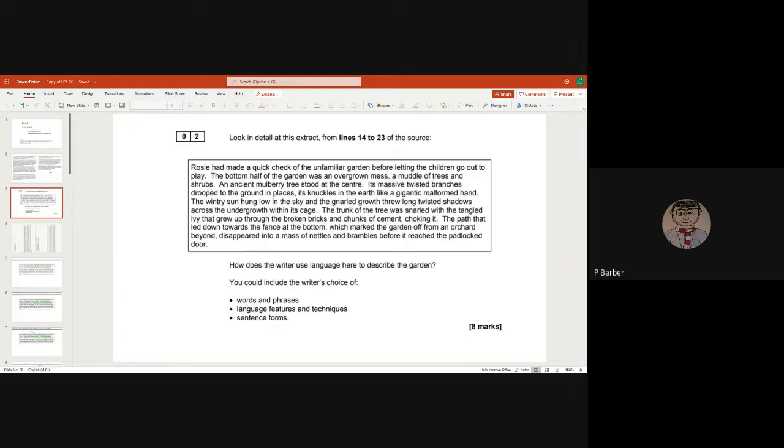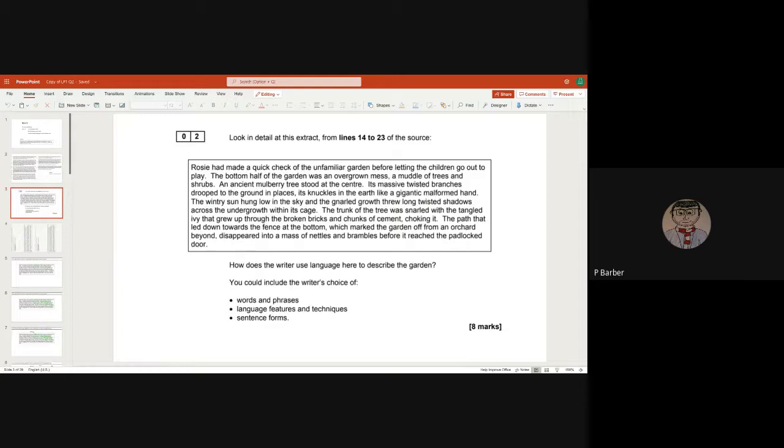So the first thing we need to do is to have a look at this extract. The things you are considering are adjective choices, verb choices, adverb choices, the use of imagery, the use of personification, simile, metaphor, the use of alliteration, the use of the senses, the use of semantic fields, if you want to include the idea of a particular group of words and group of ideas.